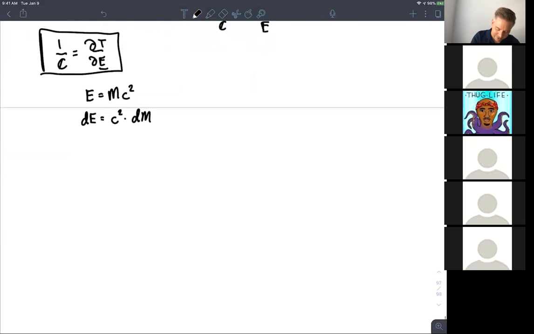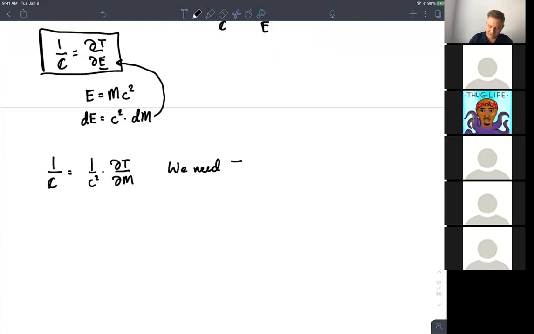Now we can use this in our calculation of the specific heat. And now you can see why I put the slash on the specific heat, because we've got speeds of light also flying around, and we need to distinguish between these two different c's. So 1 over the specific heat is equal to 1 over c squared times the derivative of the temperature with respect to mass. In other words, we need what the temperature is as a function of the mass. How are we going to do that?